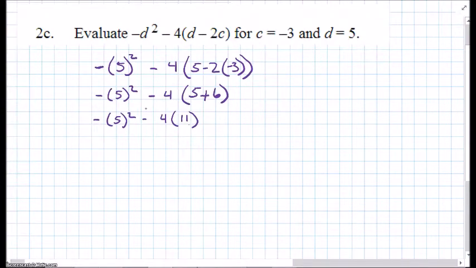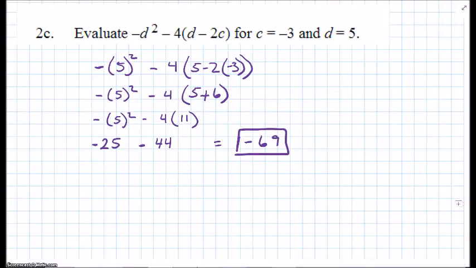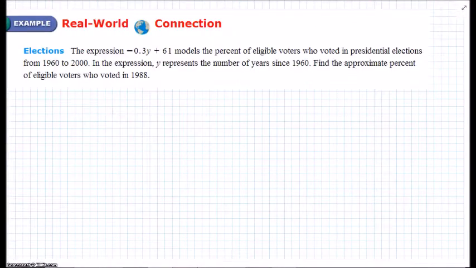Okay, now we go to the exponent. So it's negative 5 squared, so that'd be negative 25 minus, and what is 4 times 11? 44. Since they're both negative, our answer would just be negative 69. Everybody good? Excellent. Okay, on to the next example.